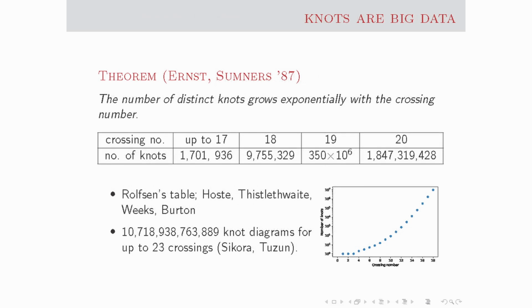But before I do that, I want to tell you that knots are big data. And we've known that since 1987. There's a theorem of Ernst and Sumners that says that the number of knots grows exponentially with the crossing number. There's only one knot with 3 crossings, only one knot with 4 crossings, 2 knots with 5 crossings. It's growing slowly, right? But when you get to, I don't know, 19 crossings, there's like 350 million. And that's a fairly recent result by Benjamin Burton and their software Regina that was mentioned in talks on Wednesday.